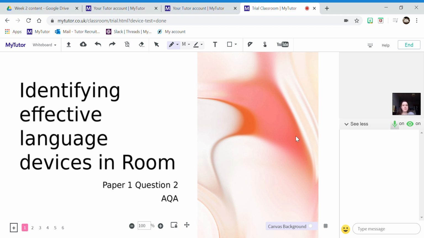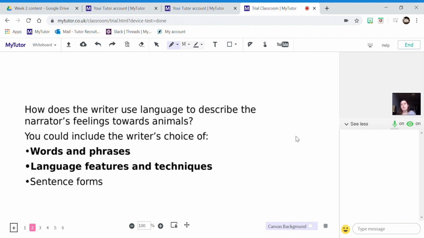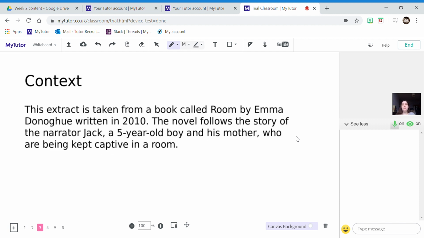Hello, so today we're going to be looking at identifying effective language devices in a text called Room. So this is our question: how does the writer use language to describe the narrator's feelings towards animals? That always stays the same. And we're going to be looking at words and phrases and language features and techniques rolled into one paragraph with some in-depth analysis. So let's have a look at our context, which is always really important to read.